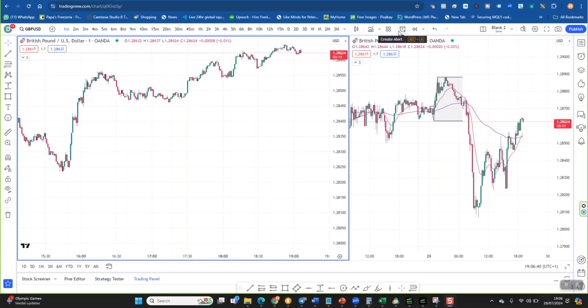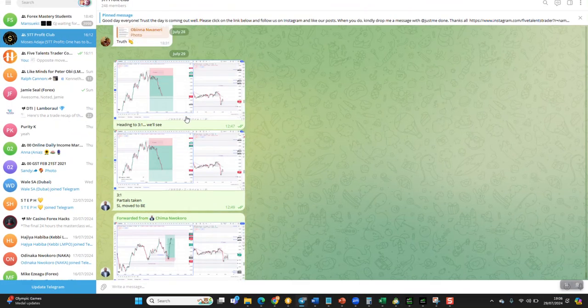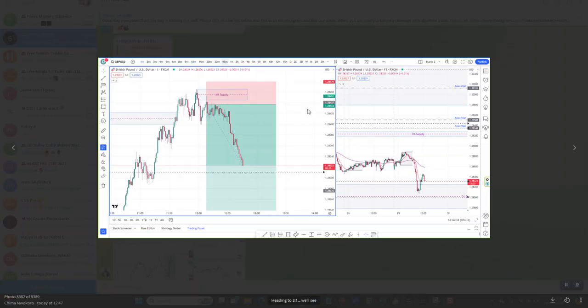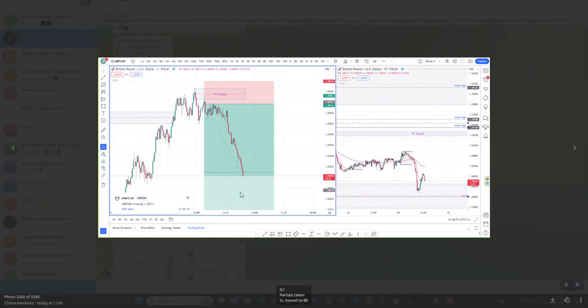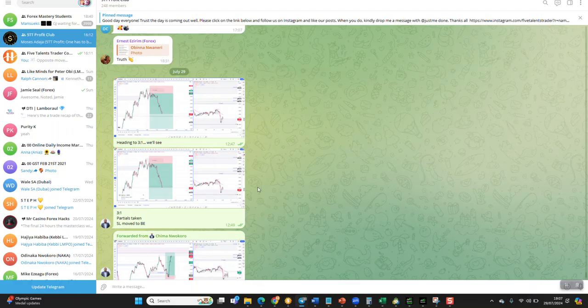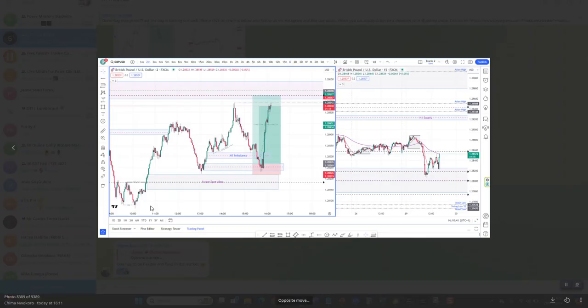Okay, so let's break down two trades that I took today. The first being on GBPUSD. I mentioned this just before, it says heading to 3 to 1, we'll see. And that was around 12:47 today. And eventually it did hit about 4 to 1, 5 to 1, right? And then the second one, the other direction, again 5 to 1 or so.